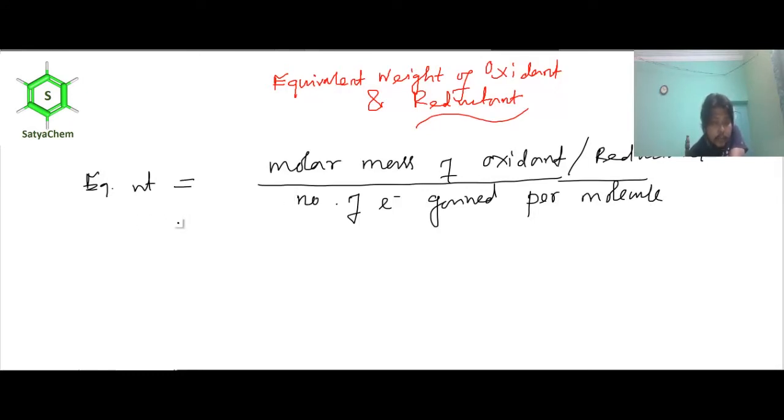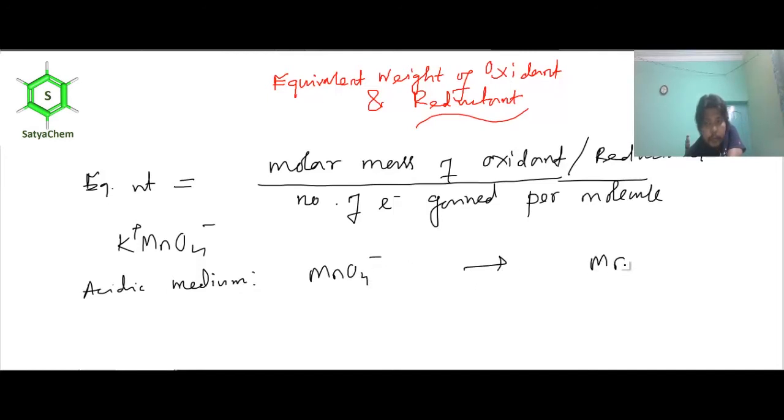For example, we have taken KMnO4, K plus MnO4 minus. We know KMnO4, potassium permanganate, is a very good oxidizing agent, and it is known to all of you. I will discuss its use in organic chemistry later. The reaction of KMnO4 depends on its pH. In acidic medium, MnO4 minus gets converted into Mn2 plus.